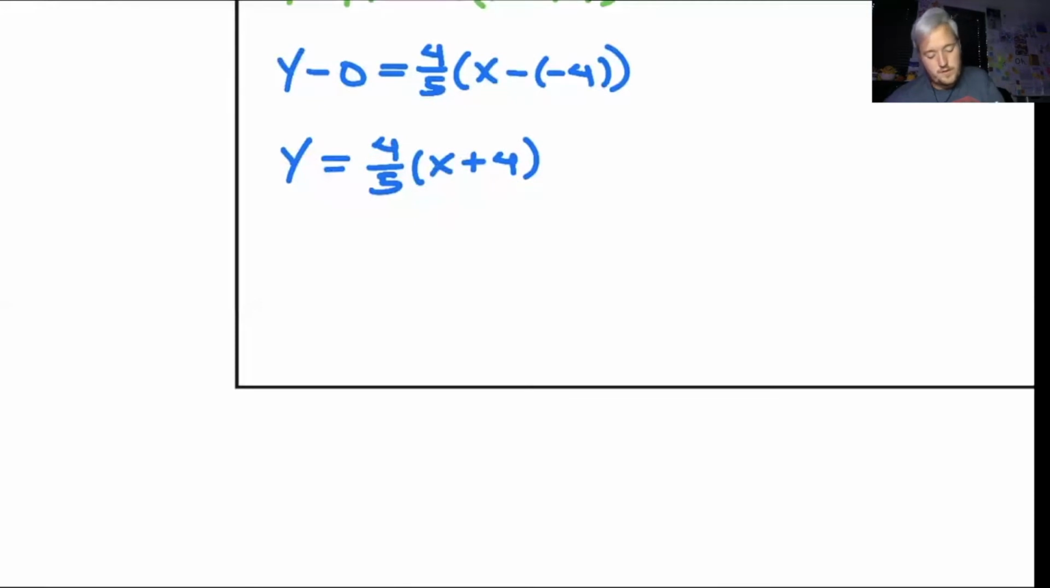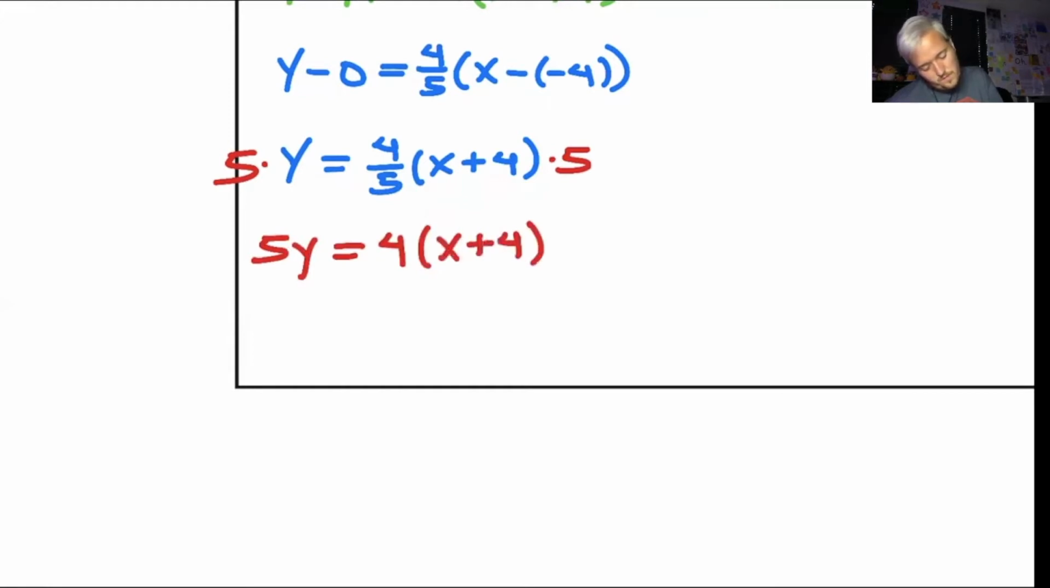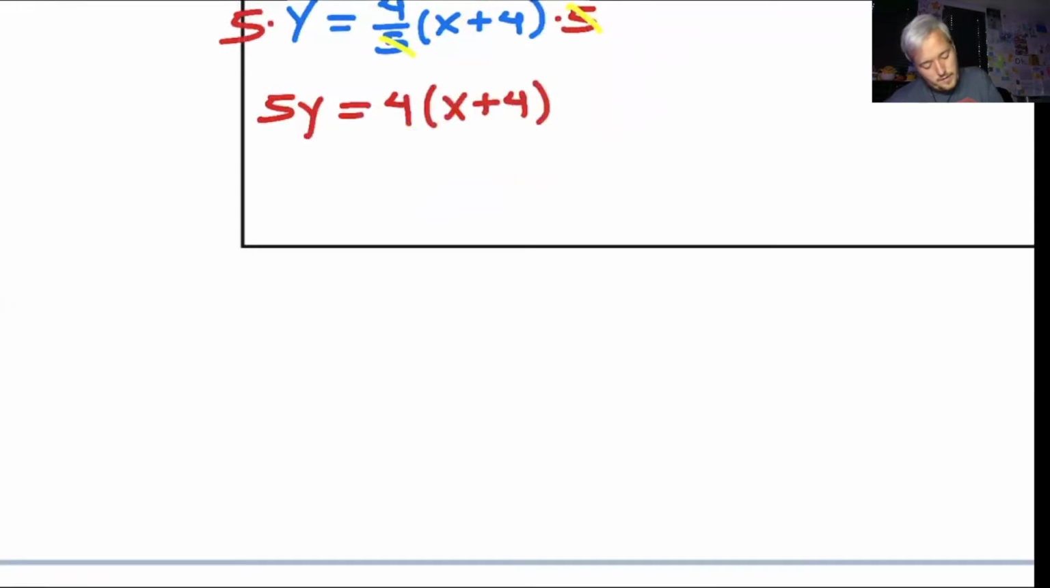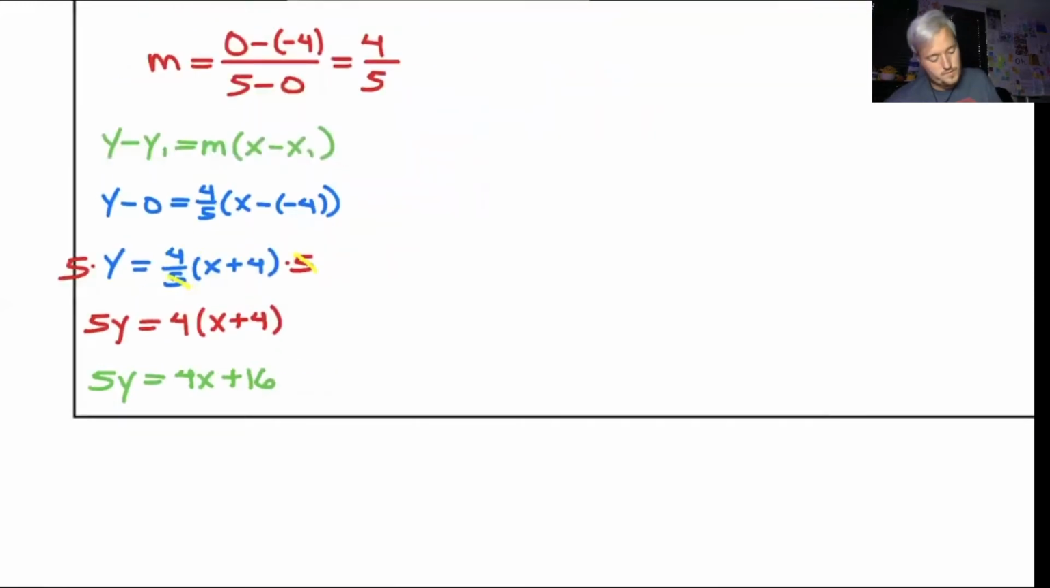All right, so now if you notice, I'm going to make this a little bit easier. I'm going to go ahead and just multiply by 5 before I distribute. So I'm going to multiply both sides by 5. So I have 5y equals 4 parentheses x plus 4. So the 5 here and the 5 here just simplified, so I only have this 4 up here in the numerator left. So now I'm going to have 5y equals 4x plus 16. So I'm going to copy this over here.